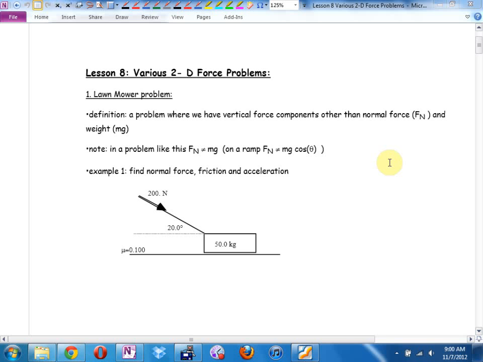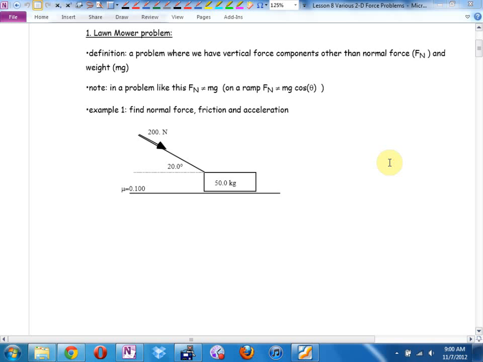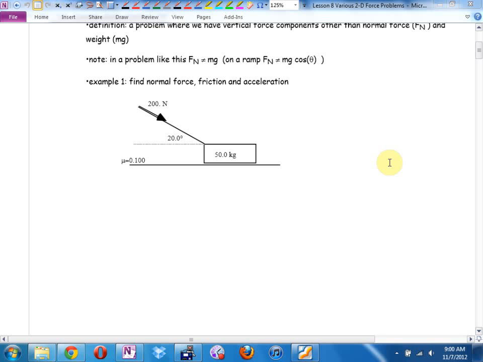So in a problem like this, the normal force is not going to be equal to mg, or if you're on a ramp, the normal force won't be equal to mg cos. You're going to have to do some thinking. Example 1. Instead of a lawnmower with wheels, I wanted to include some friction. So we're sliding something along the floor, but instead of pushing straight horizontally, we're being dumb. We're pushing down and horizontally. We're pushing with 200 newtons at a 20-degree angle. It says find the normal force, friction, and the acceleration.